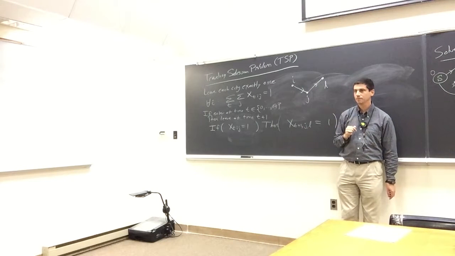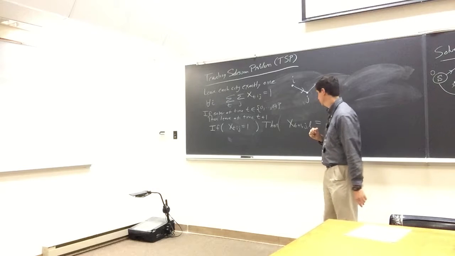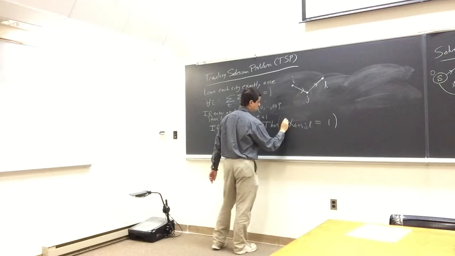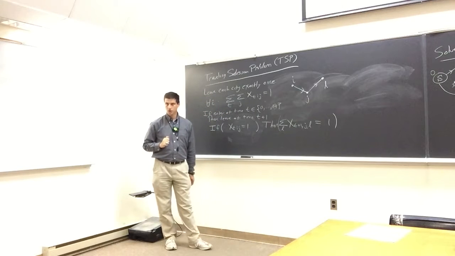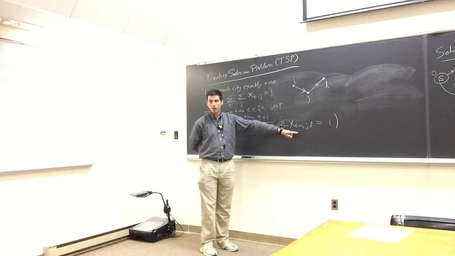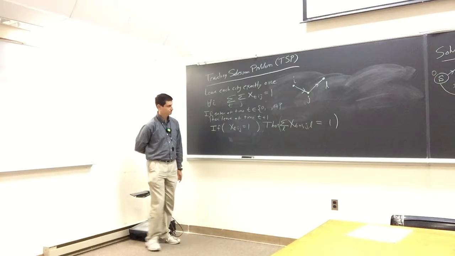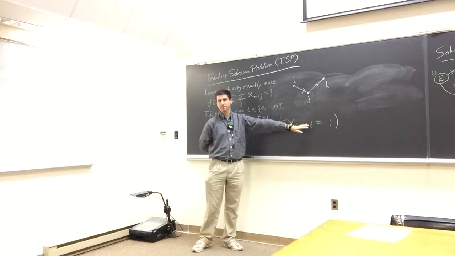Can we say that if x_{t,i,j} equals 1, then the summation for all L of x_{t+1,j,L} equals 1? And that's like an improvement of our leave each city exactly once constraint. Okay, good. So we don't care where we go. No, we've already used variable i. We could use i again, but it's better to use a different index here.